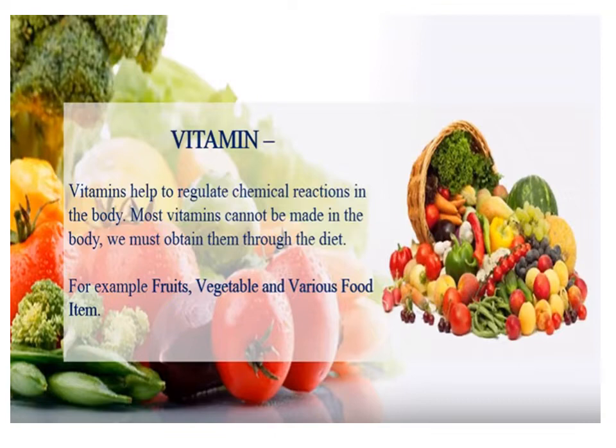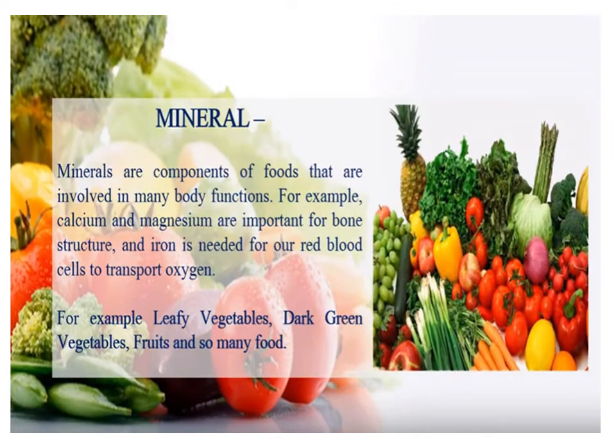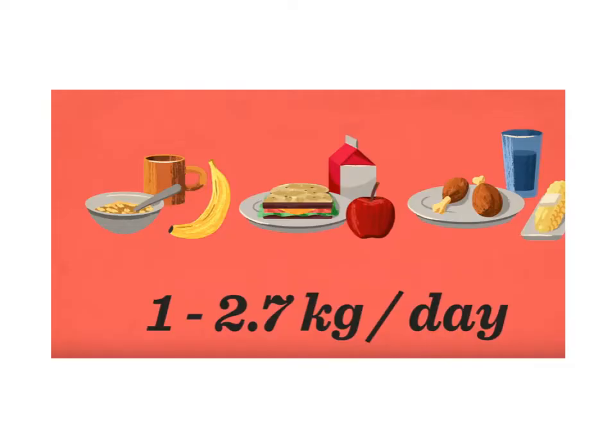Our body needs vitamins in a small quantity. That's why these are called micronutrients. Vitamins help our body to protect against different types of diseases. They are found especially in vegetables, fruits, etc. Minerals are another nutrient that is also needed in a small quantity by our body. They are also found in some vegetables and fruits.